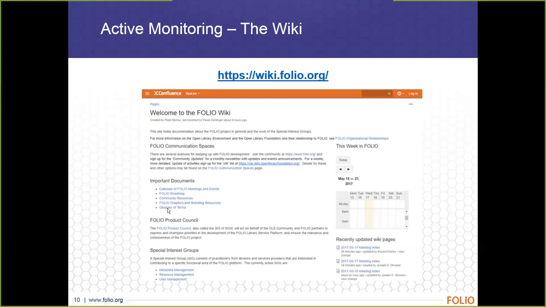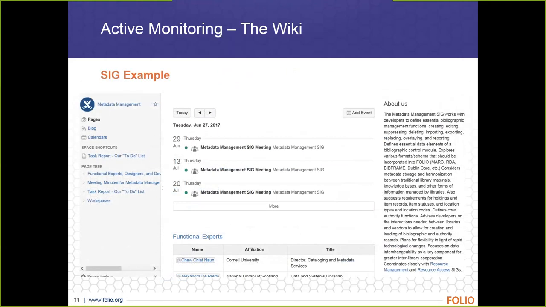But the main value of the wiki is it also links out to the product council and the special interest groups. And let me show you an example of one of those. This is the main page for the metadata management group. So each page looks like this. It tells what the SIG is about, what it focuses on, when its meetings are, and who the members are.